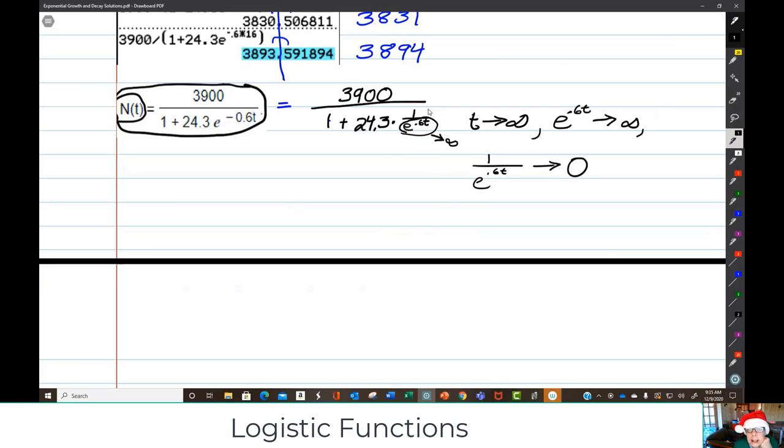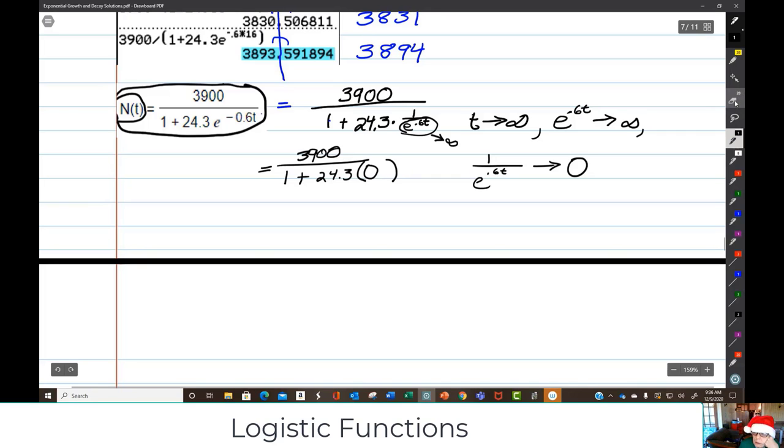So that we have a number here we're multiplying this number by an expression that's getting smaller and smaller, closer and closer to zero. It'll never actually equal zero, but it sure will be small. It's approaching zero. So how do I say that? All right. 1 over e to the 0.6t, this number is getting closer and closer to zero.